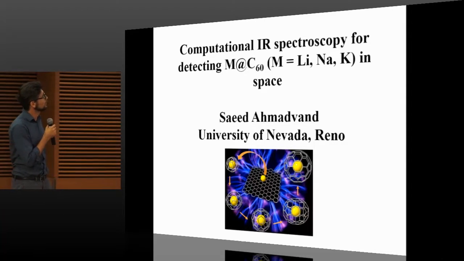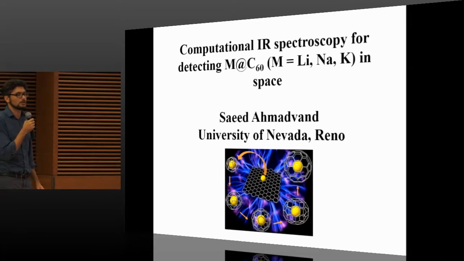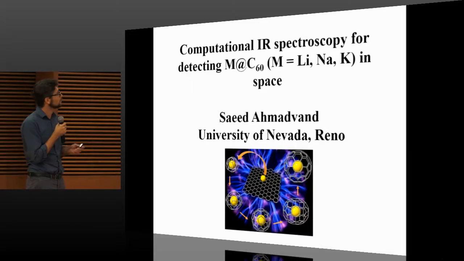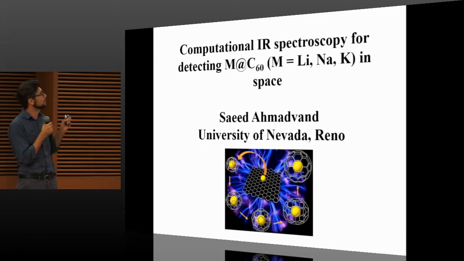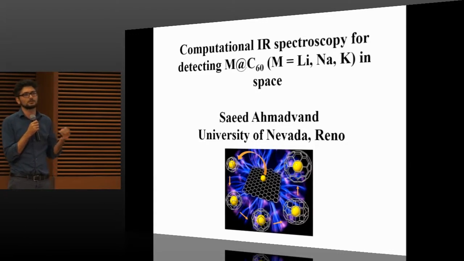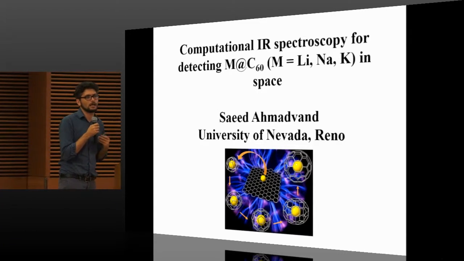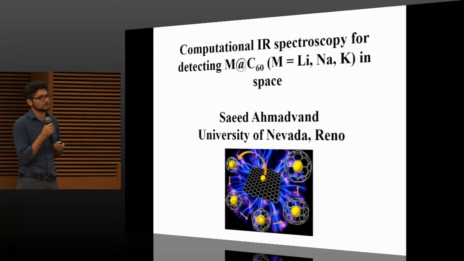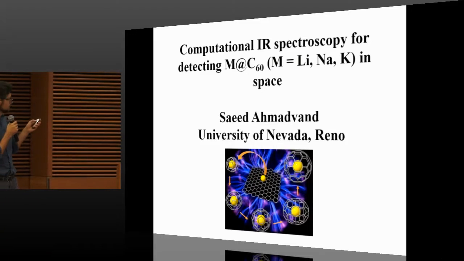Today I'm going to talk about computational IR spectroscopy for detection of metallofullerenes in space, specifically a metal inside C60, and that metal could be lithium, sodium, or potassium. But generally in our research group, we are trying to answer two questions: what is out there and how it got formed. So today I'm going to talk about the what part.